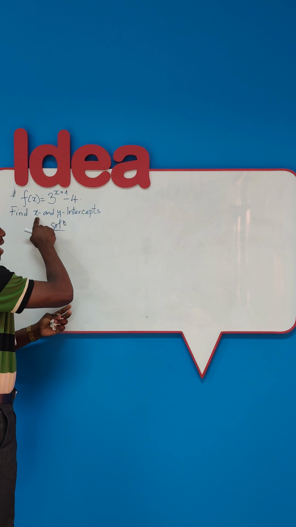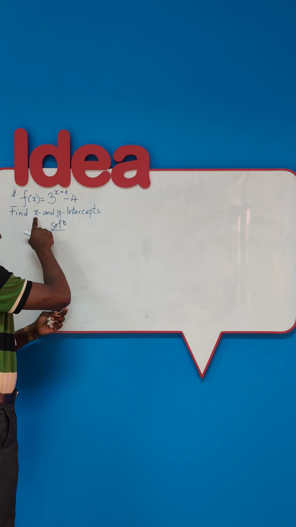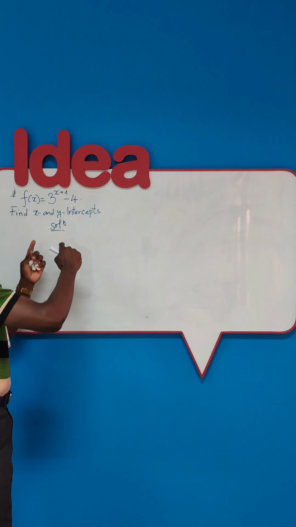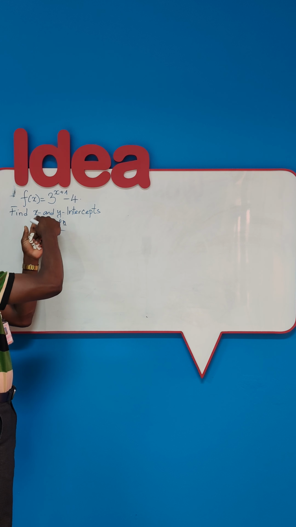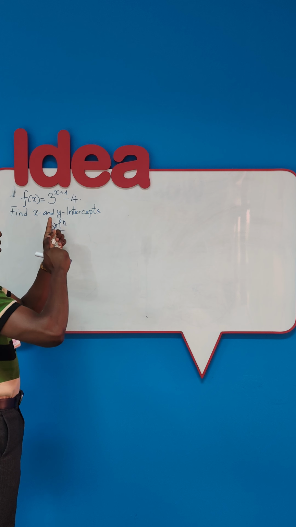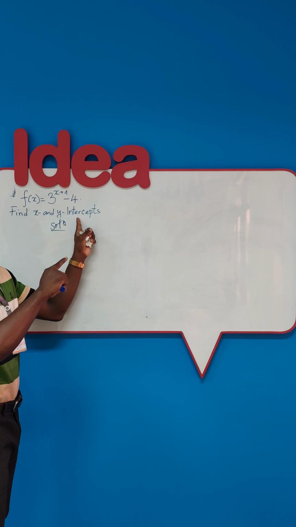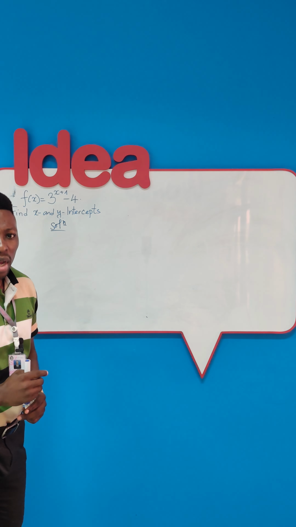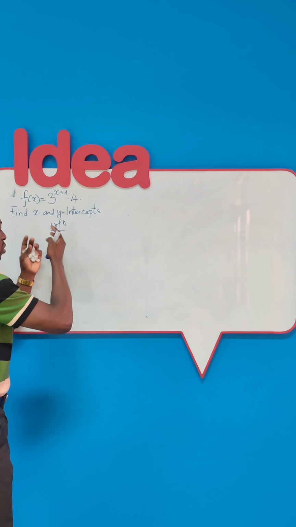The implication of the x-intercept is that the y value becomes 0. In other words, at the portion where the graph touches the x-axis, the y-coordinate at that point is 0. And at the point where the graph touches the y-axis, the x-coordinate is 0. With this in mind, we are able to solve this.